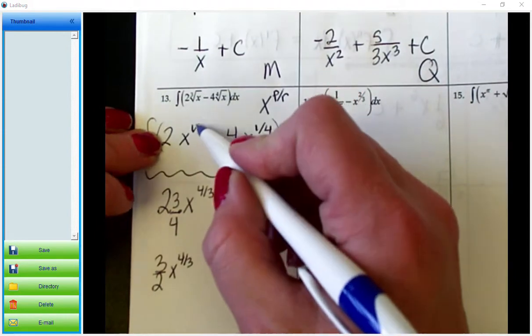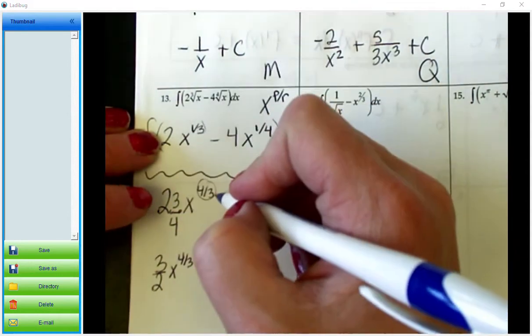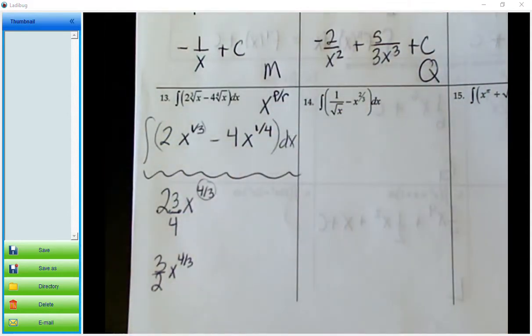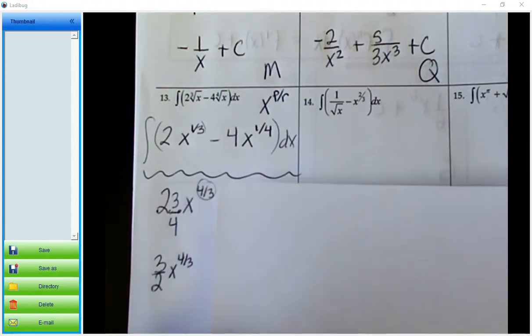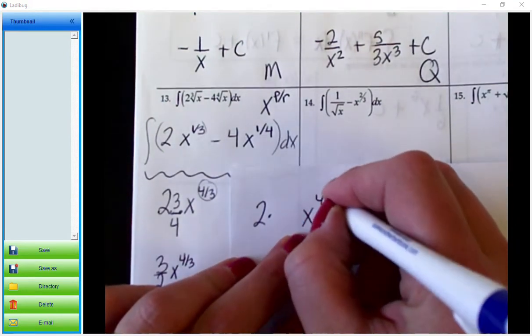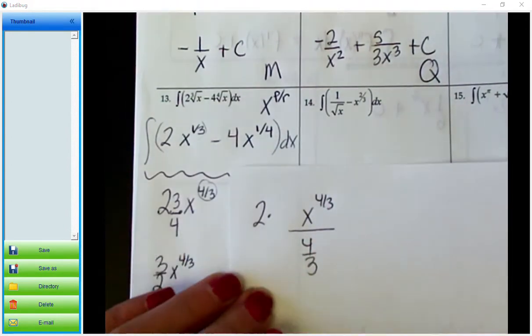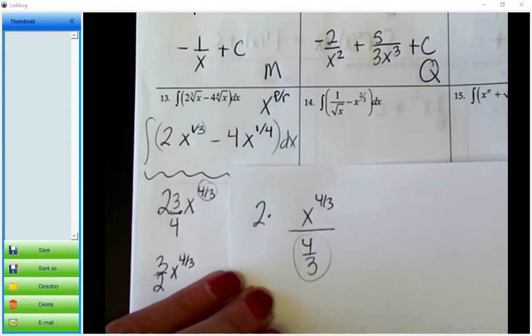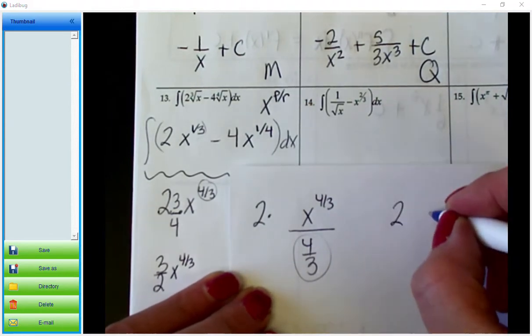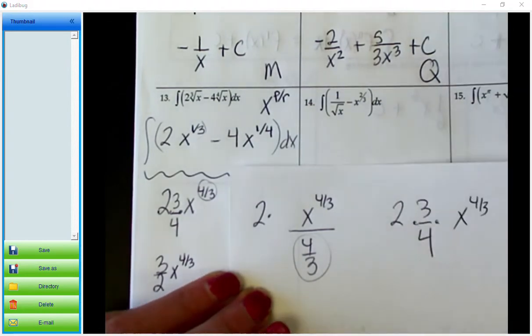Okay, so first I added 1 to the exponent. Okay? Now, the rule says, okay, here we go. I'll just do it again over here. So I keep the 2. I'm going to add 1 to the exponent. And I would divide by the same number. But I don't actually want to divide by a fraction. So instead of dividing by a fraction, I multiply by the reciprocal.